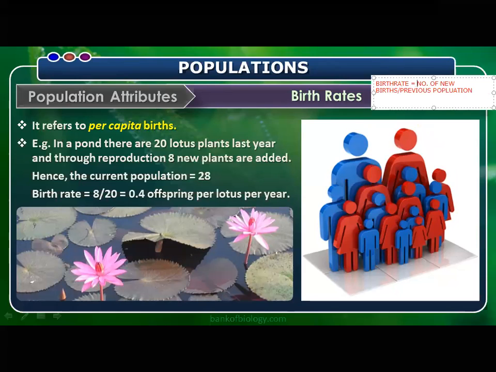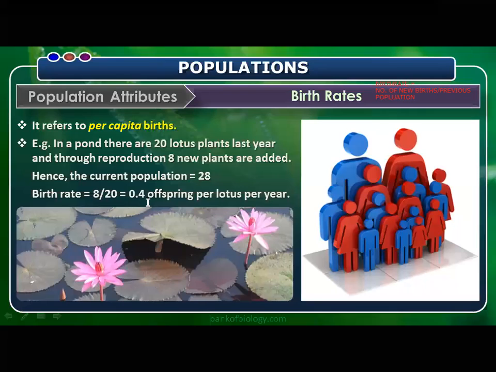Very, very important. That's why I'm taking time. Just see this: number of new births by previous population. So allow them to stay there itself. 8 by 20, we got 0.4 offspring per lotus per year. What is the birth rate of lotus? We should say it like this.